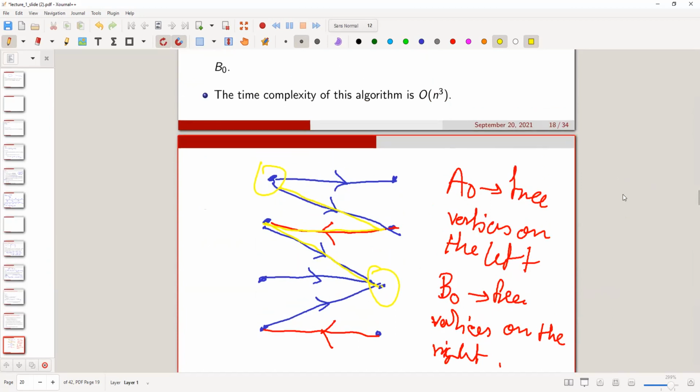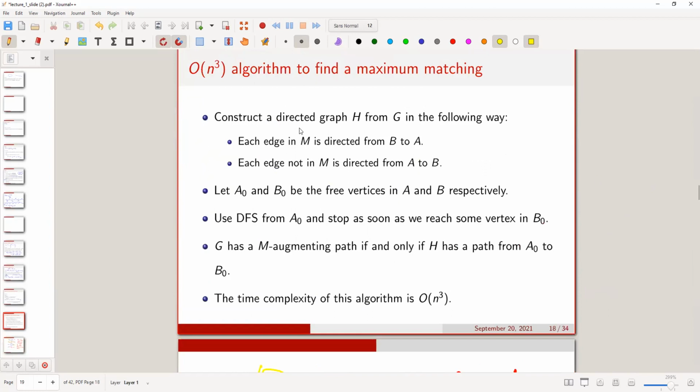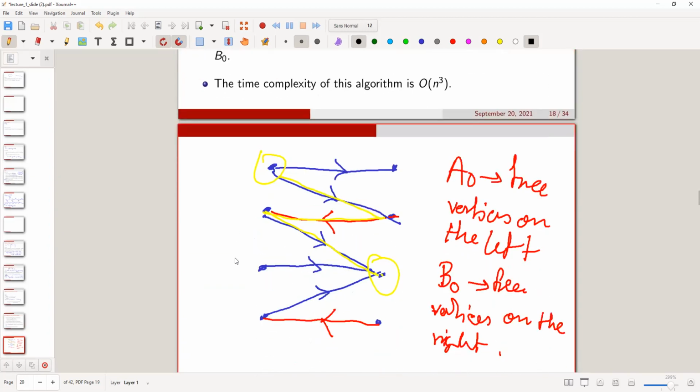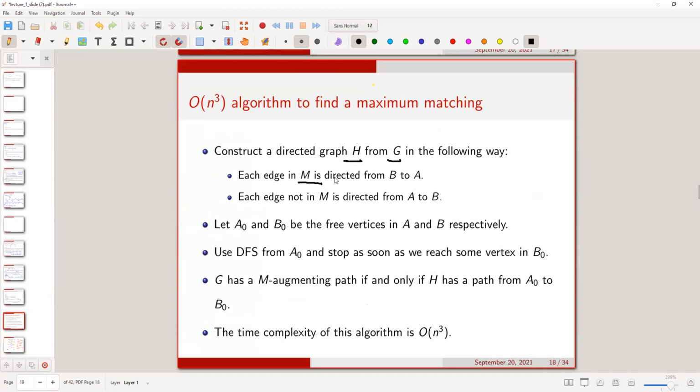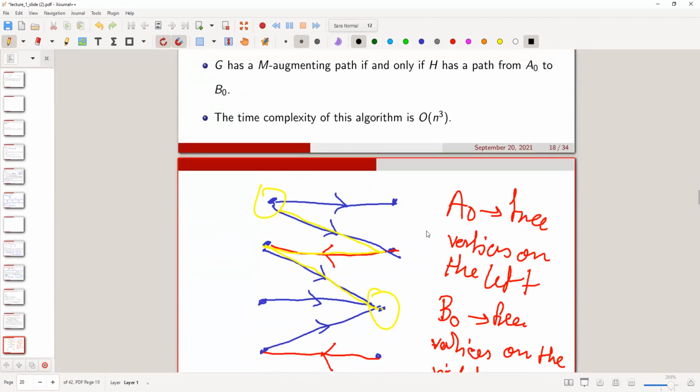Okay, so if the construction is fine, then we can come back here to the algorithm. Basically what we are doing here is constructing this directed graph H from G. We are directing the edges from B to A, as we have shown here. Suppose this is the A side and this is the B side. So the edges are directed from B to A if they belong to M, and if they don't belong to M, then we direct them from A to B. And suppose A0 and B0 are the free vertices of A and B. So that's what we have defined here.